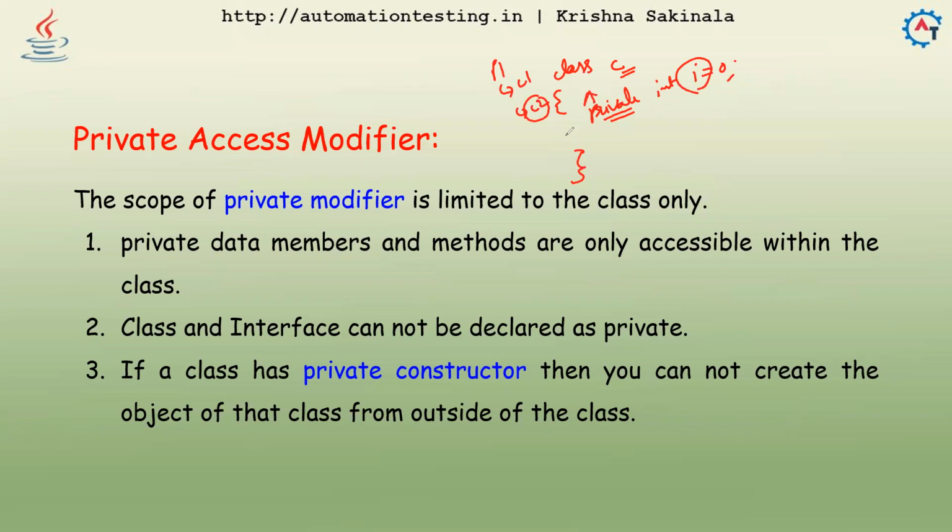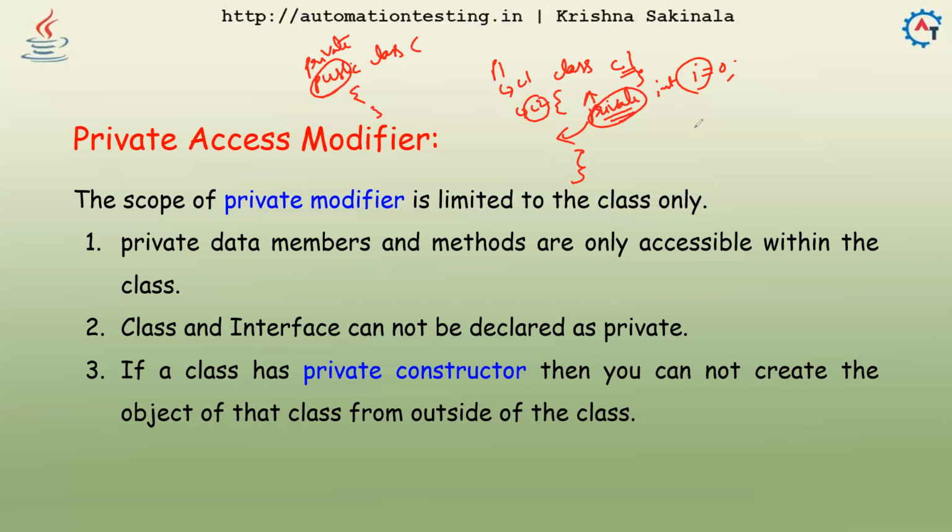The least visibility of any variable or class is private. If you declare something as private, you can access it only within this class, not outside of it. Class and interface cannot be declared as private. Normally we see public class C, but you cannot write a private class. This is not possible.